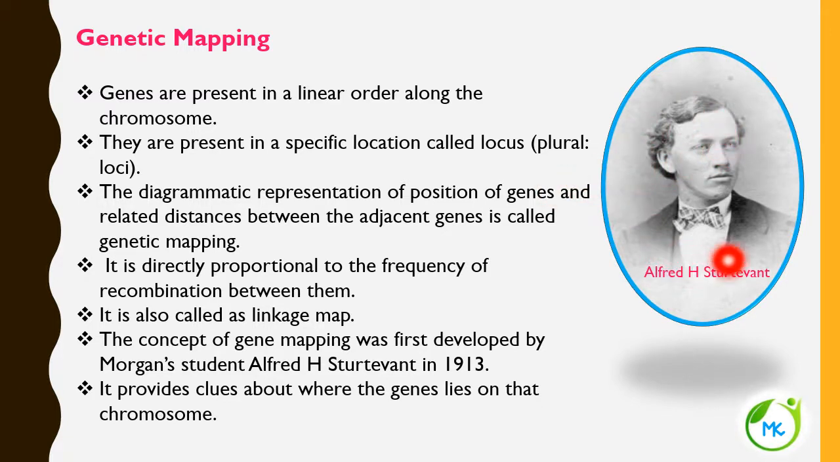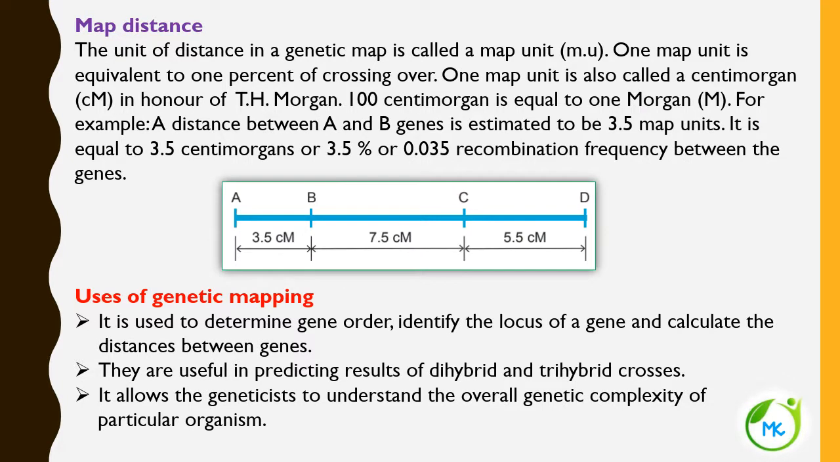This concept was first developed by Morgan's student. He is a student of Morgan, Alfred H. Sturtevant, in 1913, and this gene mapping will provide the clue where the genes lie on the chromosome. Next is map distance. The unit of distance in a genetic map is called a map unit. One map unit is equivalent to 1% of crossing over. So the distance is referred to as map unit, and one map unit is equal to 1% of crossover.